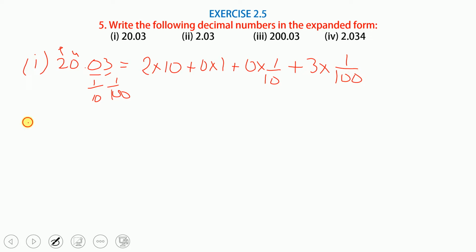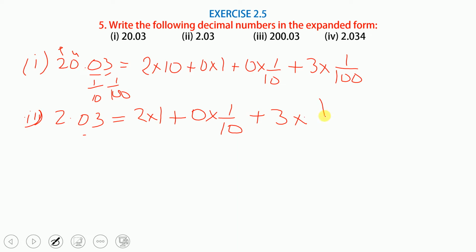Okay, the next is the second one. The second one is 2.03. How will you write it? 2 into 1 plus 0 into 1 upon 10 plus 3 into 1 upon 100. Correct? Now the next one, the third one.